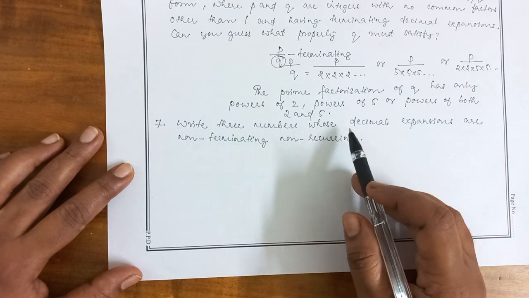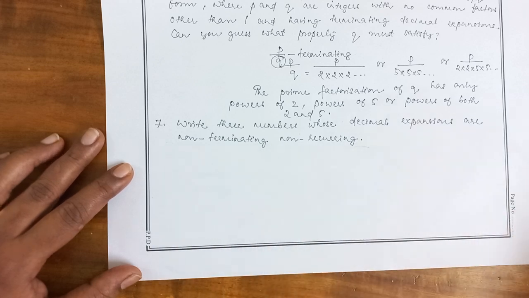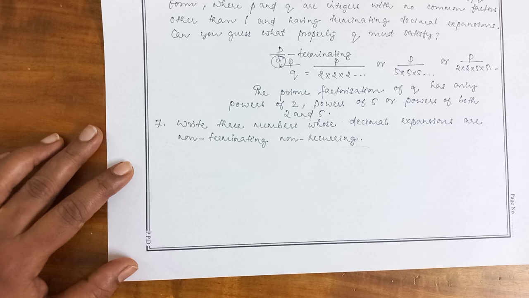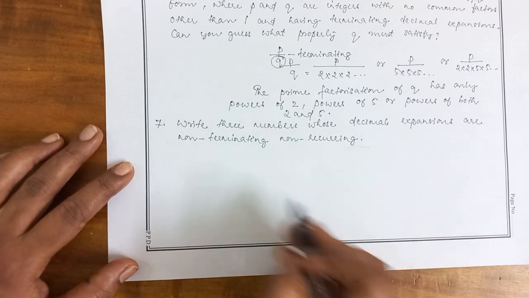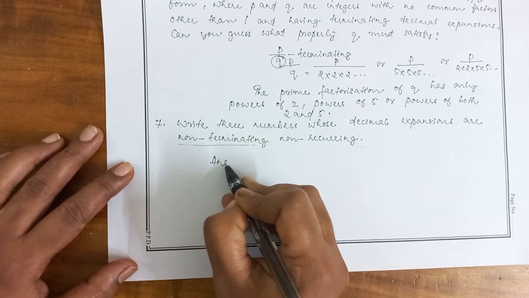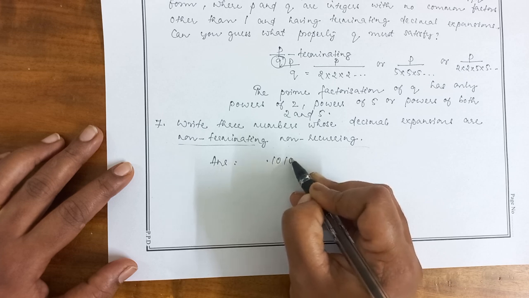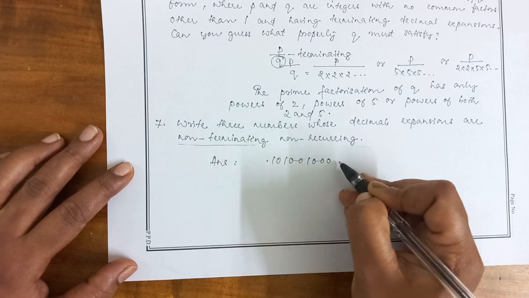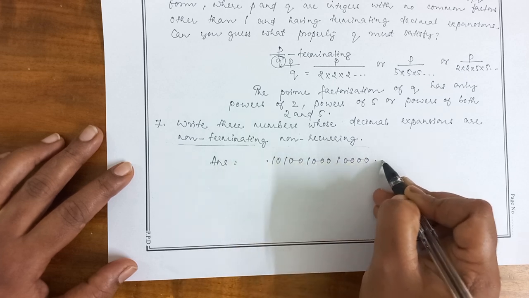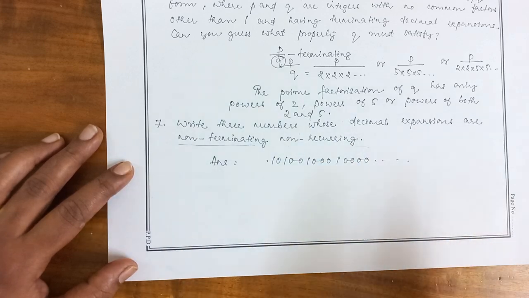Write 3 numbers whose decimal expansions are non-terminating, non-recurring. So, you have to write 3 numbers which are non-terminating, non-recurring. The easy way to write these numbers is like this. Yes, it can be like this. 0.101001000 and so on. Look at this. It is non-terminating. It is non-recurring. It is easy to write, isn't it?